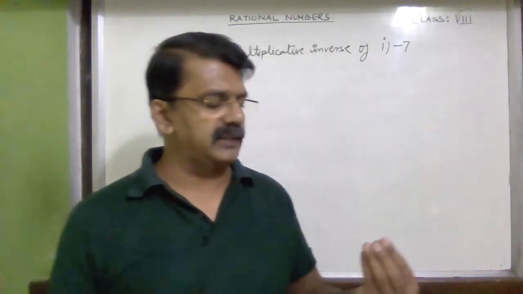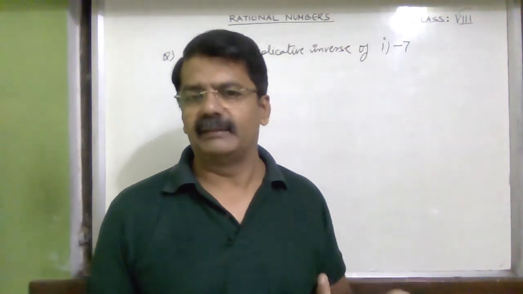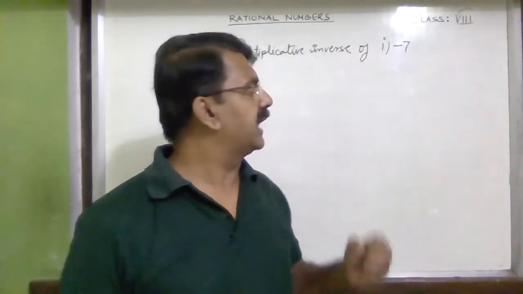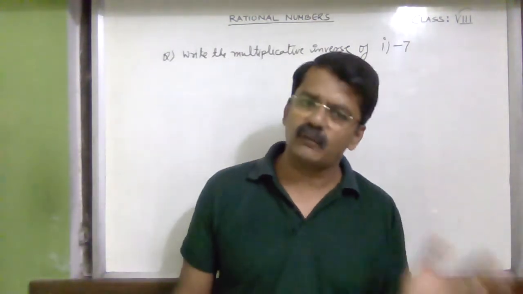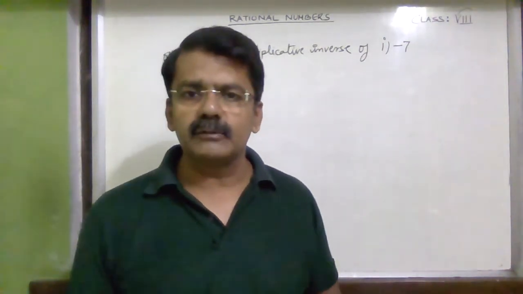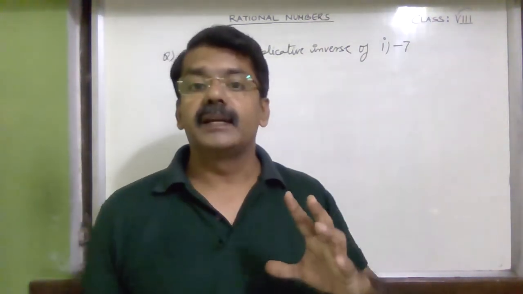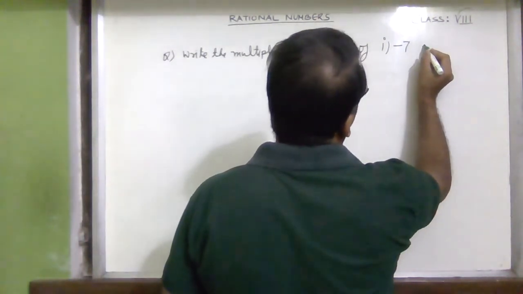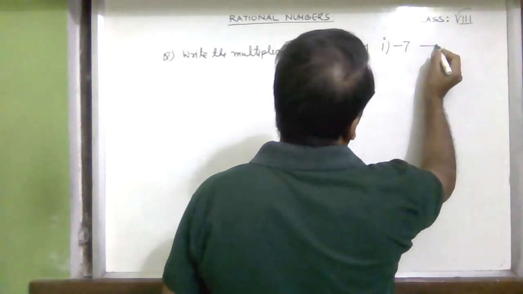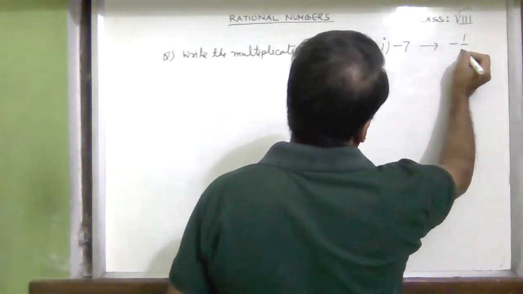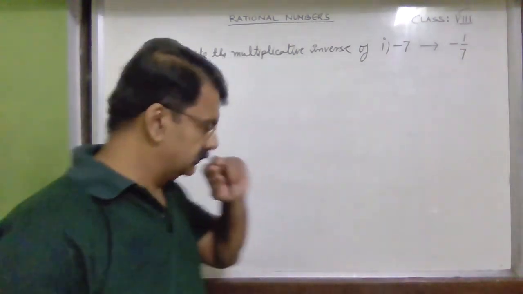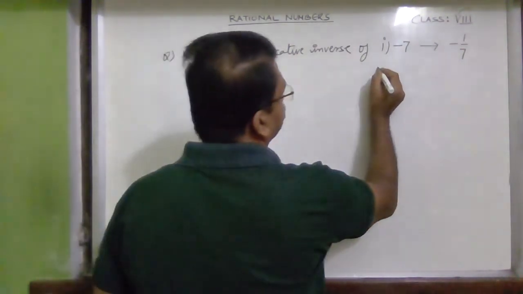And you know, if there is a number, say 5, so when 5 is multiplied by 1 upon 5, then only we get 1. That means 5 is the multiplicative inverse of 1 by 5 and 1 by 5 is the multiplicative inverse of 5. So to get the multiplicative inverse, we have to take the reciprocal. So for minus 7, the multiplicative inverse will be equal to minus 1 by 7. Okay? Because when minus 7 and minus 1 by 7 are multiplied, we get 1.